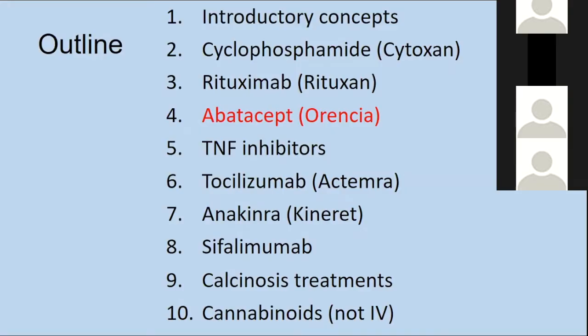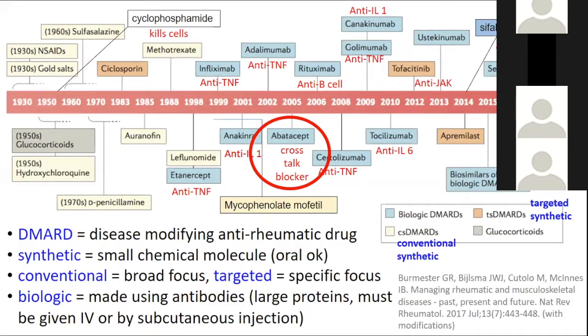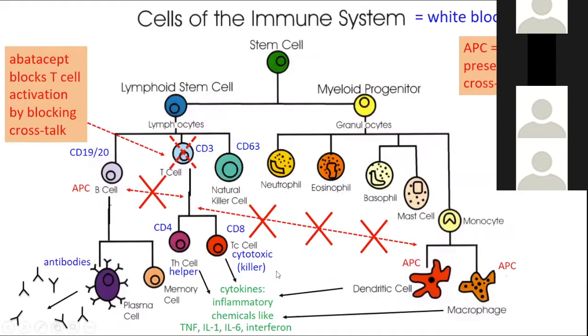We'll move to Abatacept or Orencia that was also made in the early 2000s. So the way that Orencia works is that it prevents different types of white blood cells from talking to each other. So those APC antigen presenting cells are not able to talk to different types of T cells, for example.